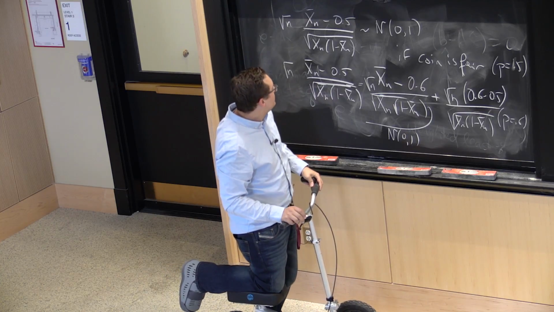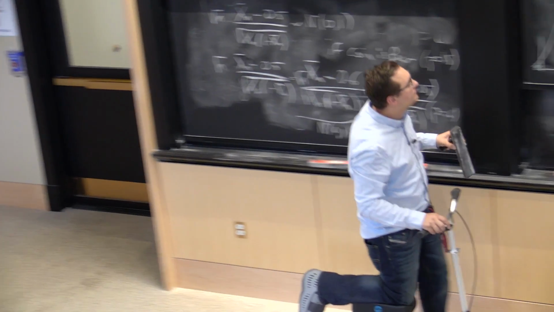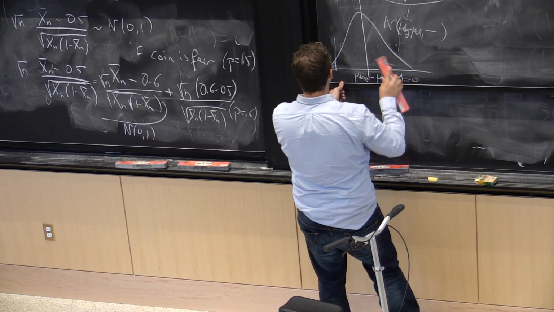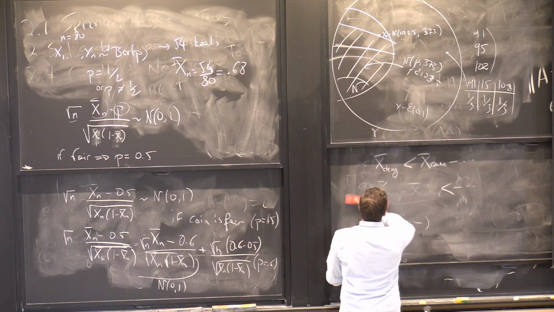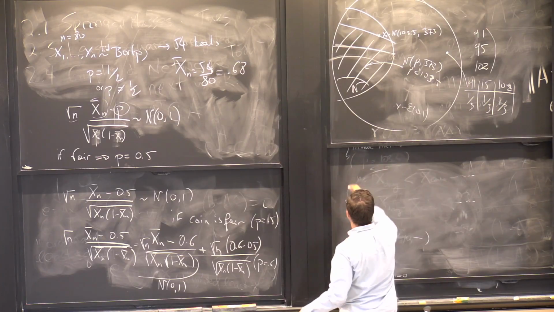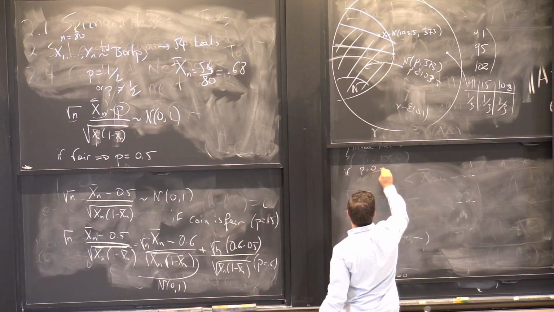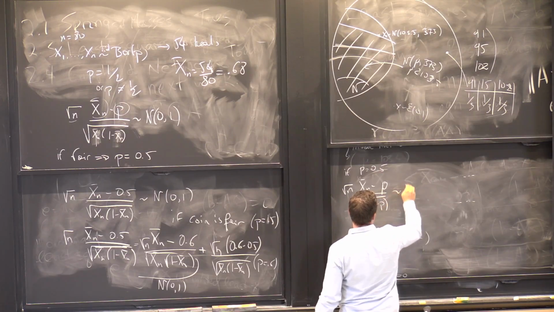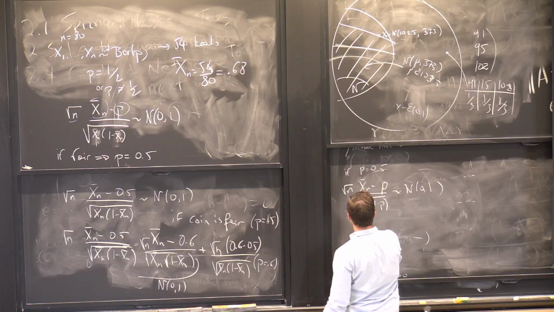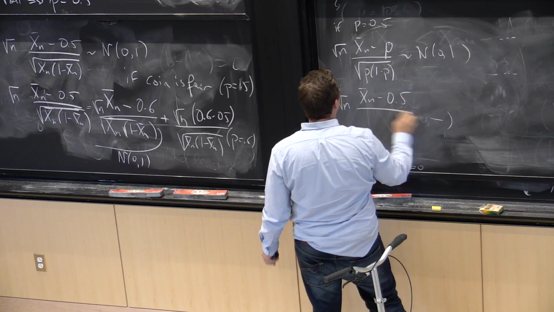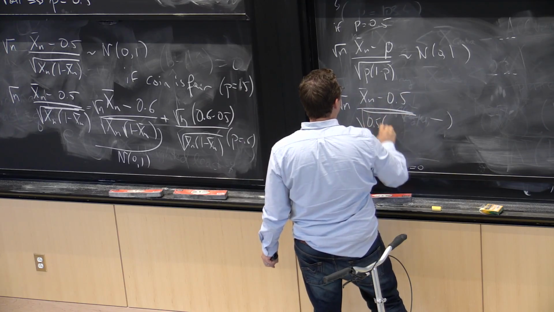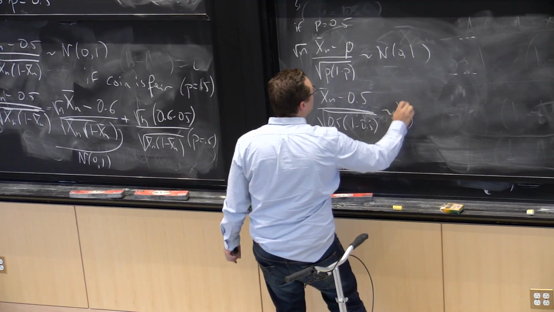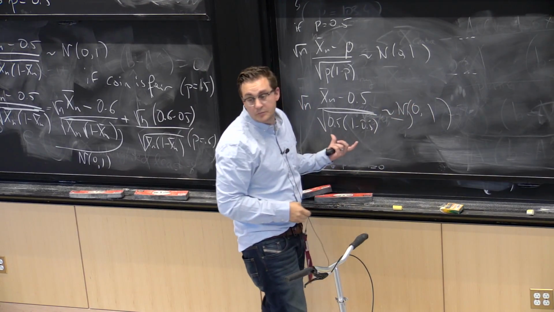Now, the implicit question that I got was the following. It says, well, if you know what p is, then what's actually true is also this. If p is equal to 0.5, then not only, since I know that root n times xn bar minus p divided by square root of p(1 minus p) is some N(0,1), it's also true that square root of n times xn bar minus 0.5 divided by square root of 0.5(1 minus 0.5) is N(0,1). Right? I know what p is. I'm just going to make it appear.